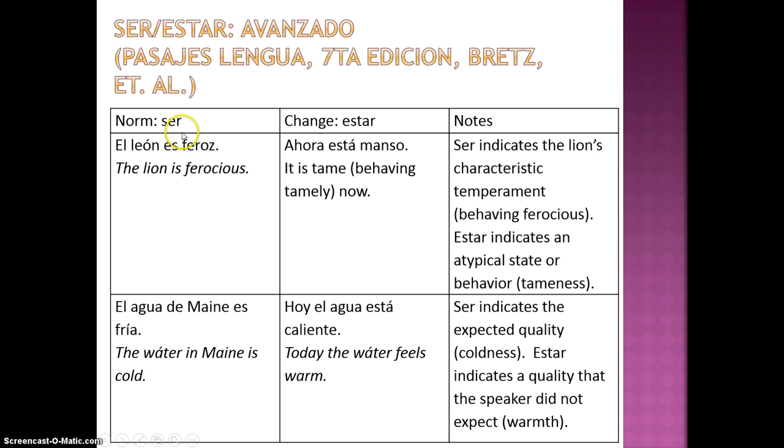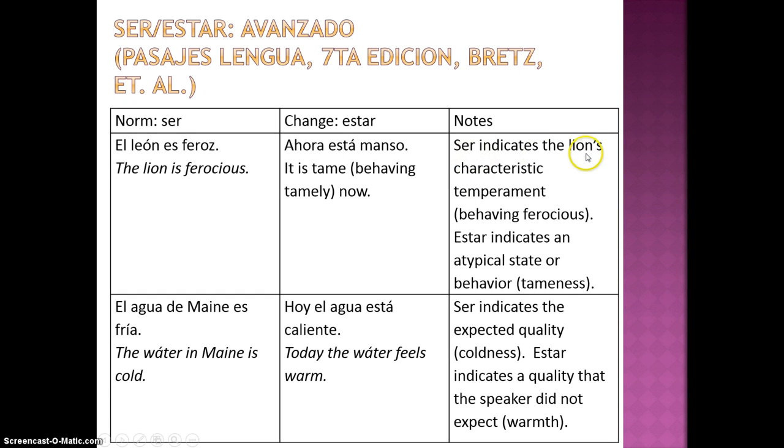Next one. When we use ser, it means something is just, that's how it always is. It's a characteristic, just like you learned before. But if I use estar, that can tell you that right now it's behaving in a different manner. So let's look at number one. El león es feroz. The lion is ferocious, right? Lions are generally ferocious. We don't go up to lions, we don't pet lions. But if I say ahora está manso, that means it is tame right now. So I'm using estar to tell you how it's behaving at that time.